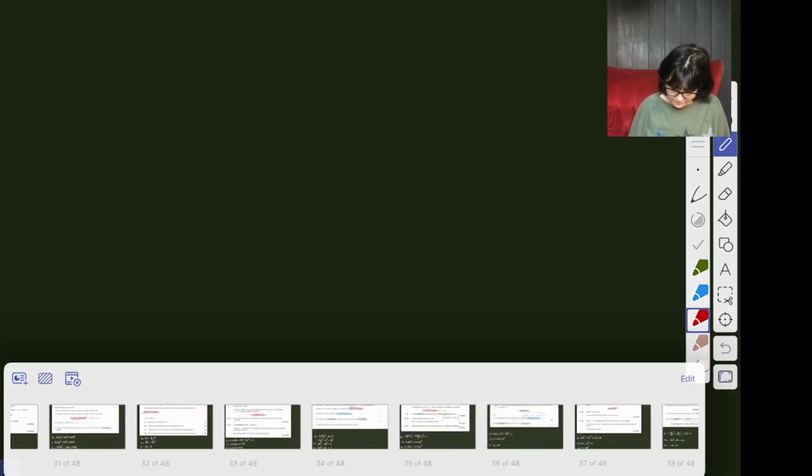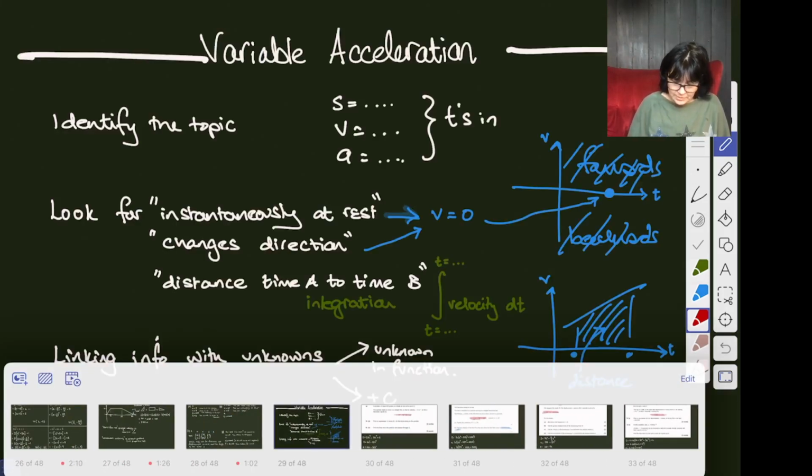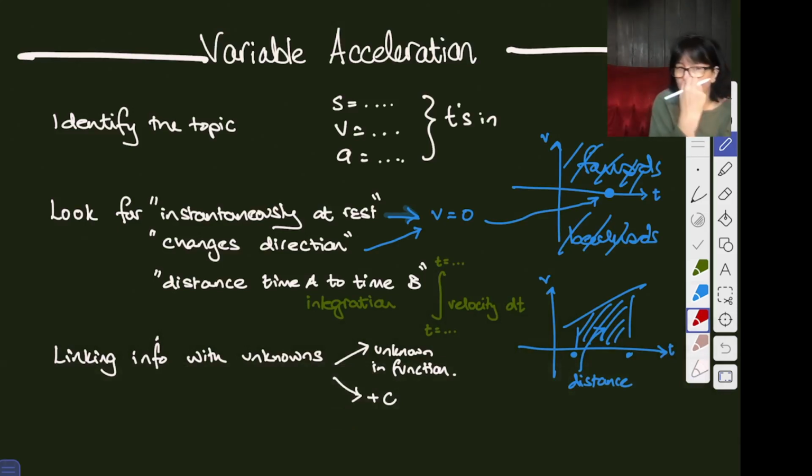So, in summary, these questions are easy to identify. They commonly can have 2 things in them: instantaneously at rest or changes direction, which is V is 0, and distance, which involves integrating, but there's a common examiner trick to look out for.